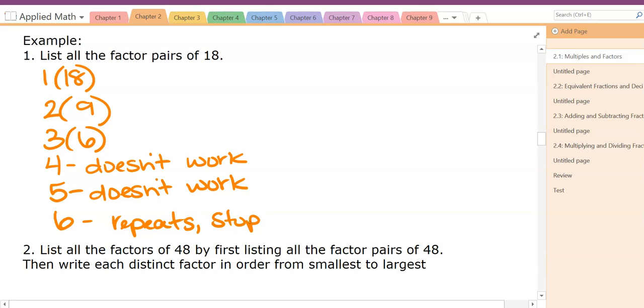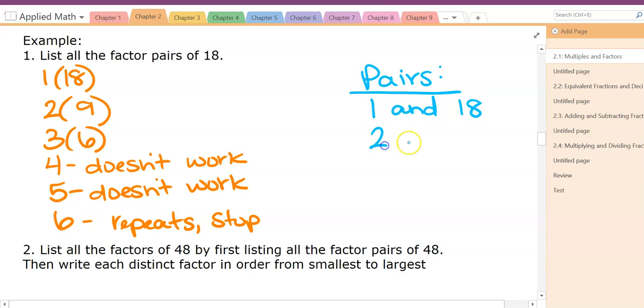Okay, so your factor pairs would be 1 and 18, 2 and 9, 3 and 6.